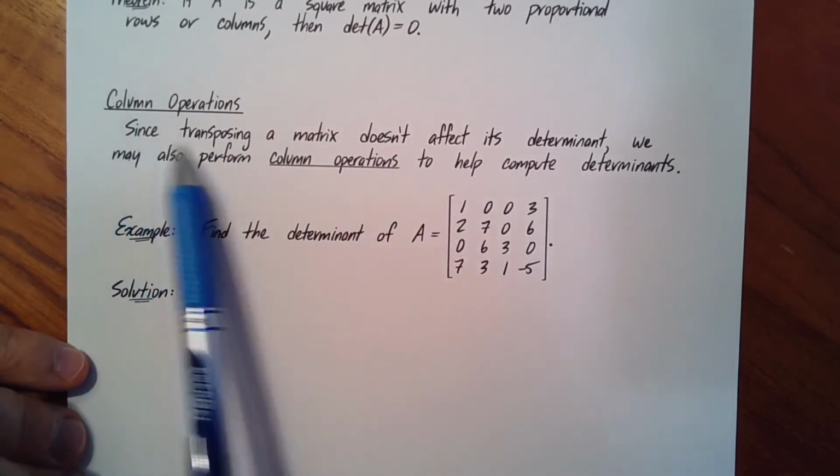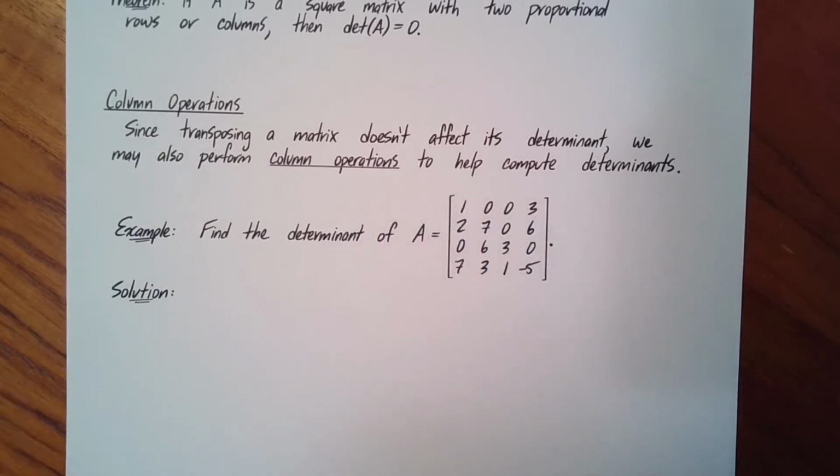And here's why. Because transposing a matrix doesn't affect its determinant. So think about it this way. If you wanted to interchange 2 columns, you could transpose the matrix, which has no effect on the determinant, interchange the corresponding rows, because you turn all the columns into rows when you take the transpose, and then transpose it back. And that's equivalent to performing a column operation. So that's how we can approach this.